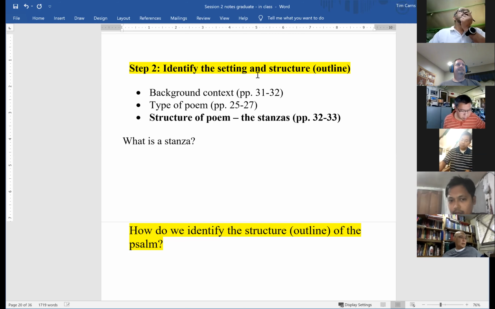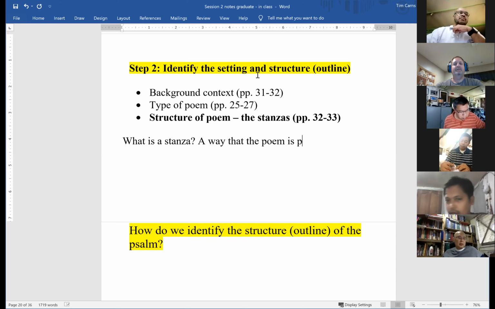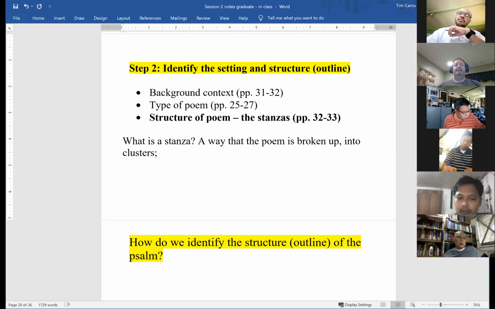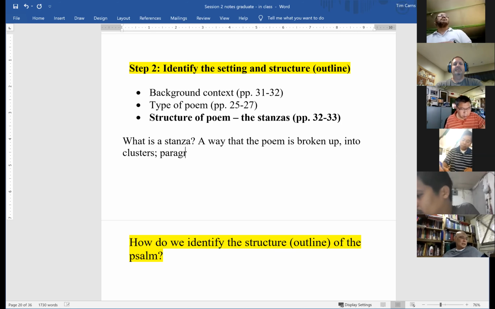Just so we're clear, it's the way the poetry is broken up into clusters. Okay, good. The way the poem is broken up into clusters. All right, it's the paragraph version in poetry. Yeah, the paragraph version in poetry.